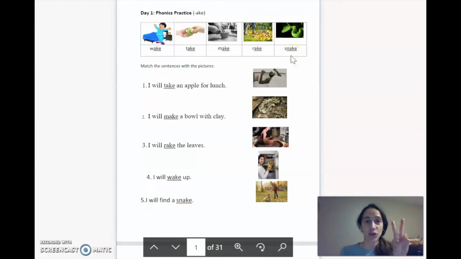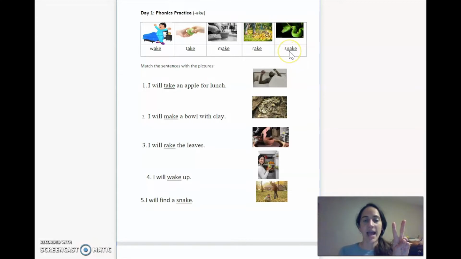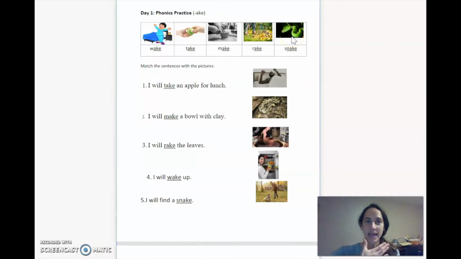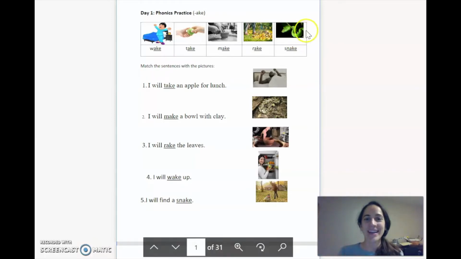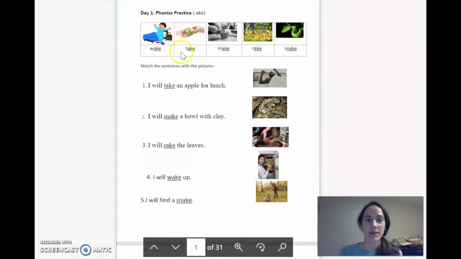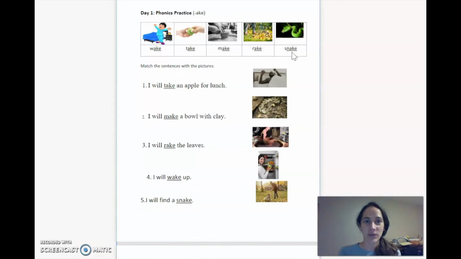This word has 2 letters in front, an S, N for the word snake. Repeat after me. Snake. Good. Can you see this long animal here with no legs? Now let's read all of the words one more time together. Wake, take, make, rake, snake. Good. All of these words have A, K, E, the ache sound.